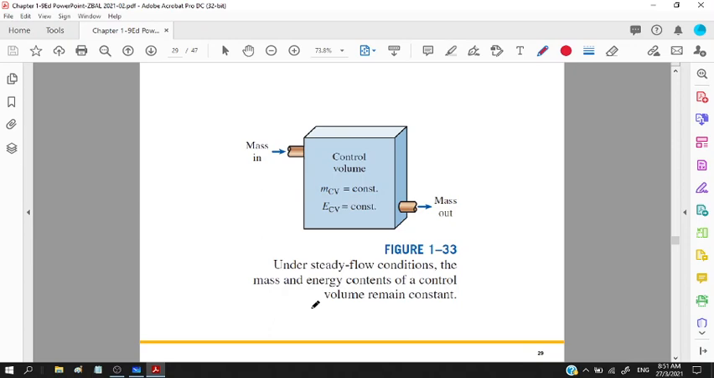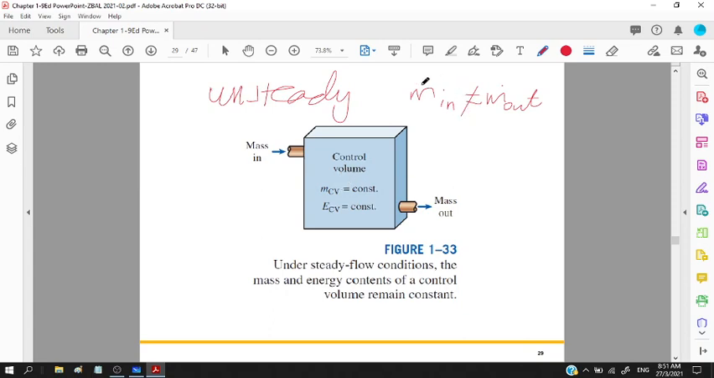For unsteady, the mass in is not equal to the mass out. This is unsteady. So what happens to the balance or the difference between the mass in and the mass out? The difference is left as a leftover of mass inside the control volume.